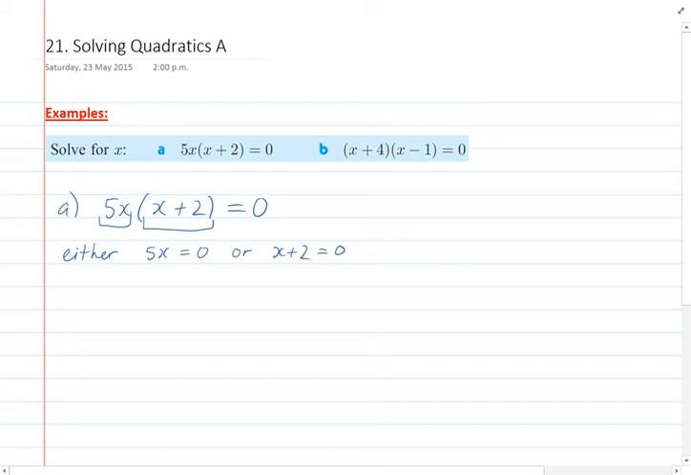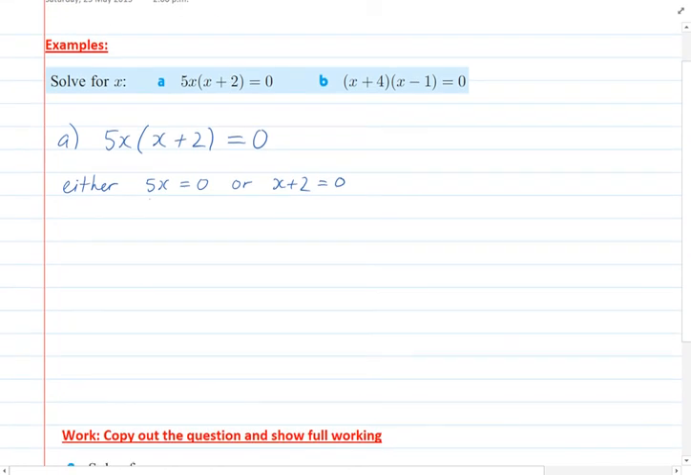Now I'm not just writing this out because I want you to see how this works. This is actually part of your working, and this is how I want you to write it out in your book. But we haven't solved it yet because we've got what 5x is equal to and what x plus 2 is equal to, but we don't have x. So let's solve these equations.